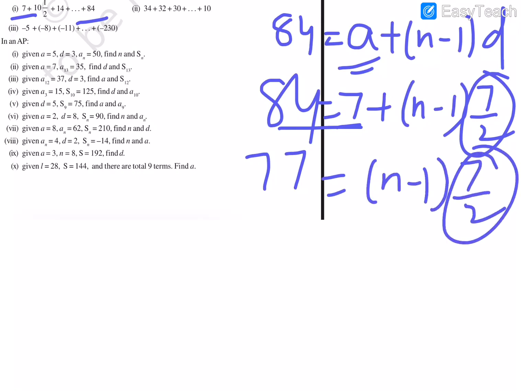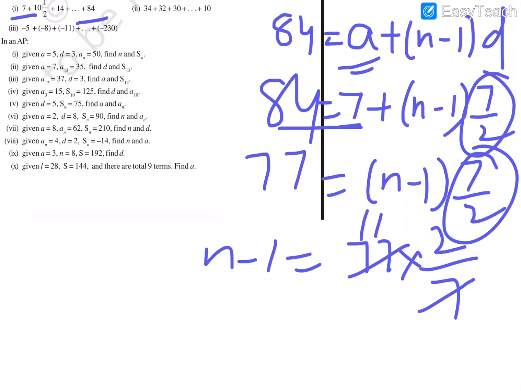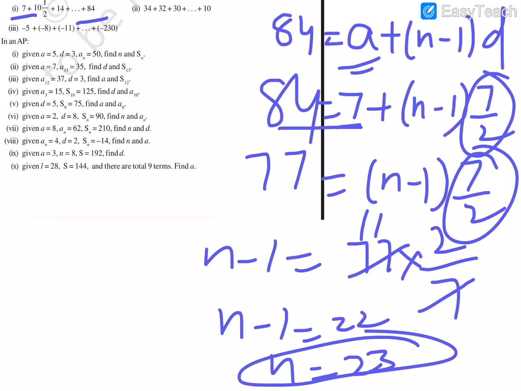This 7 by 2, when you send it to the other side, n minus 1 is equal to 77 into 2 by 7. 7 11s are 77, 11 2s are 22. N minus 1 is equal to 22. N is equal to 23. So this is an extra task we have in these kinds of sums. In these three sums, you will have to find out the n first.